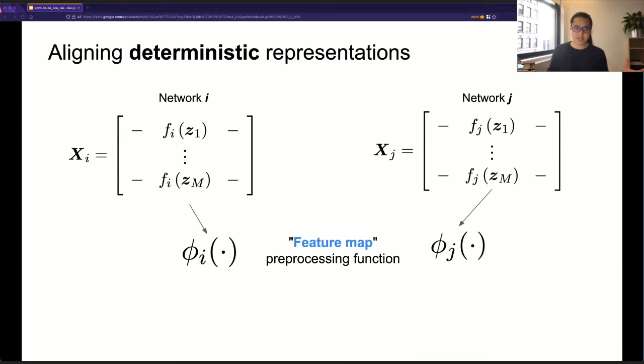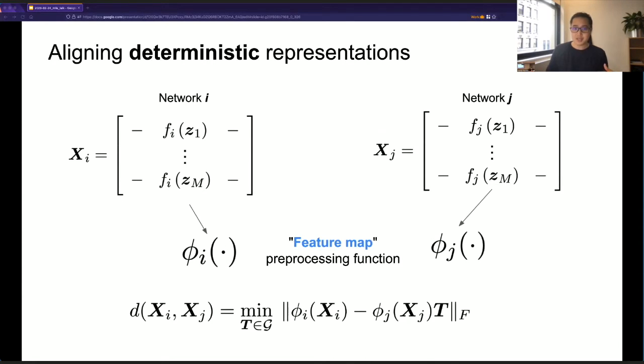It can be an isotropic scaling. It can perform PCA on both the networks to reduce them to a common dimensionality. And it can even be nonlinear. But no matter what you choose phi to be, the resulting matrices are then aligned by a single global transform T in the group that we define, G. And whatever is left over after alignment is what we call the distance.